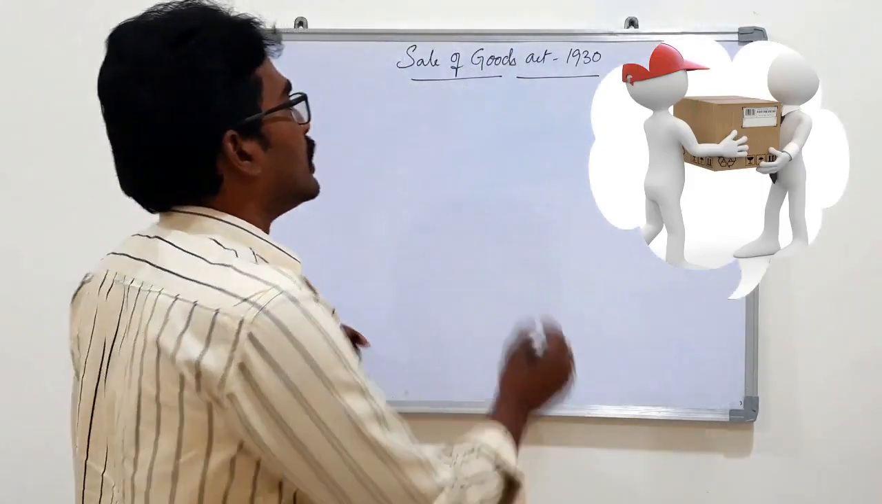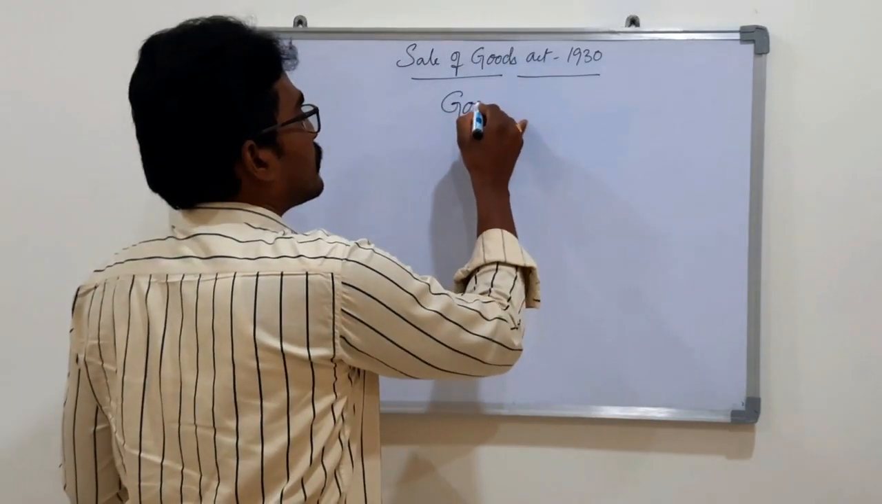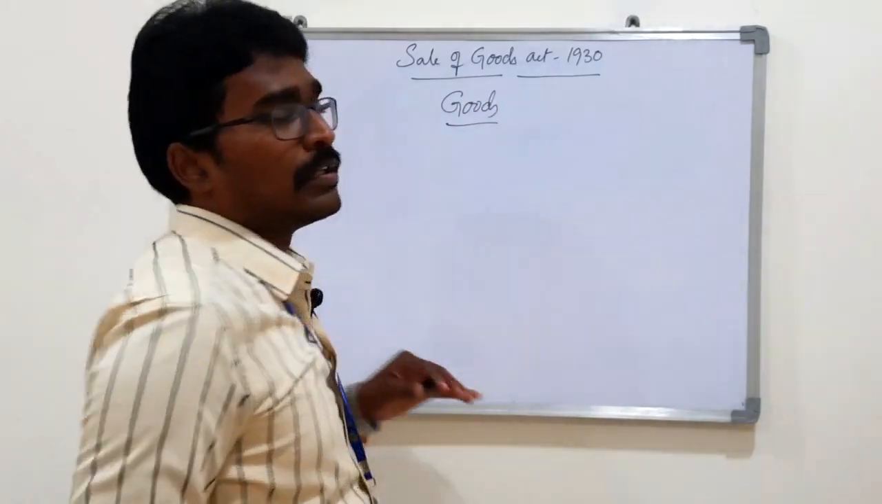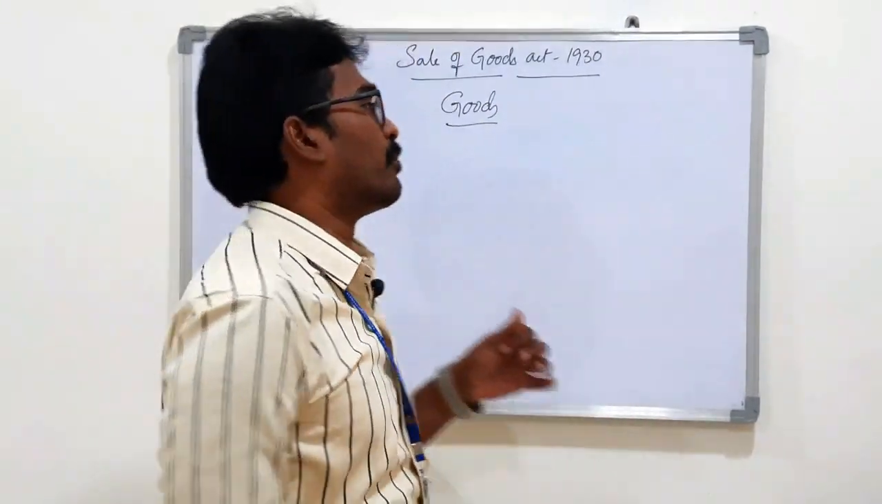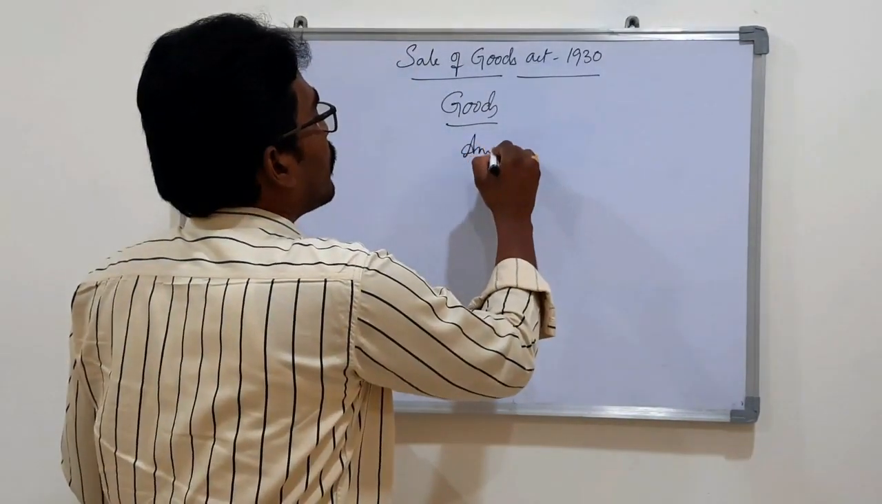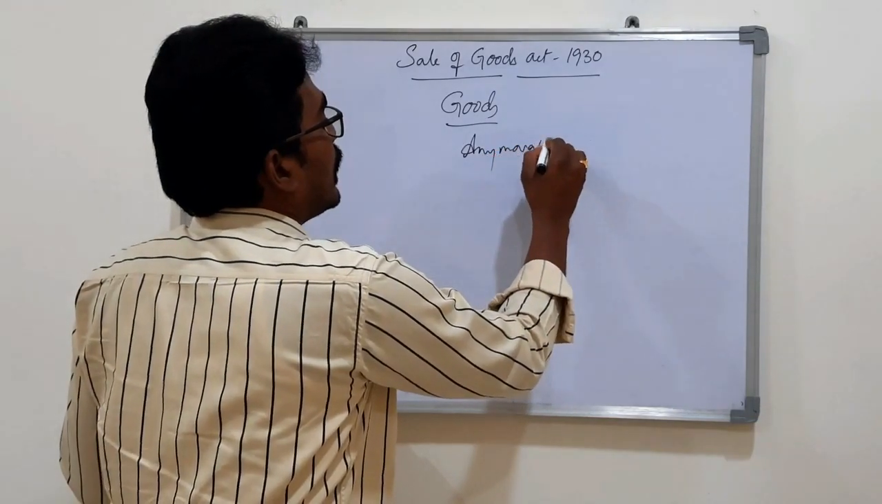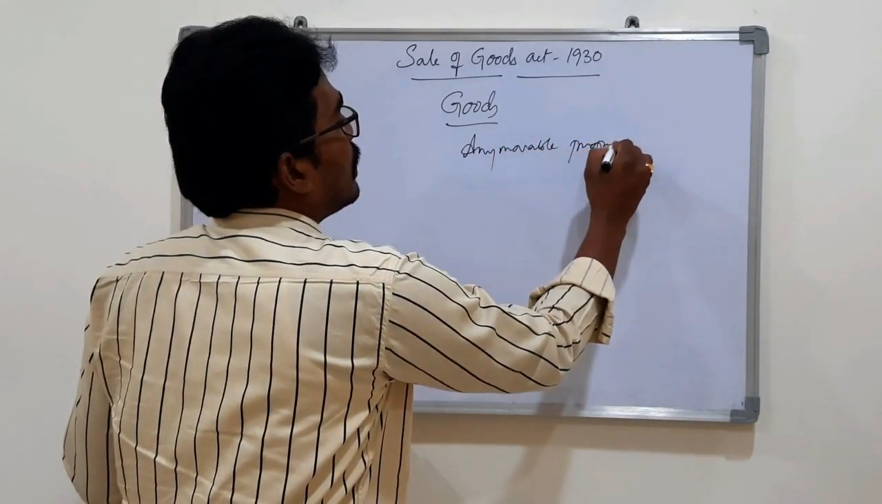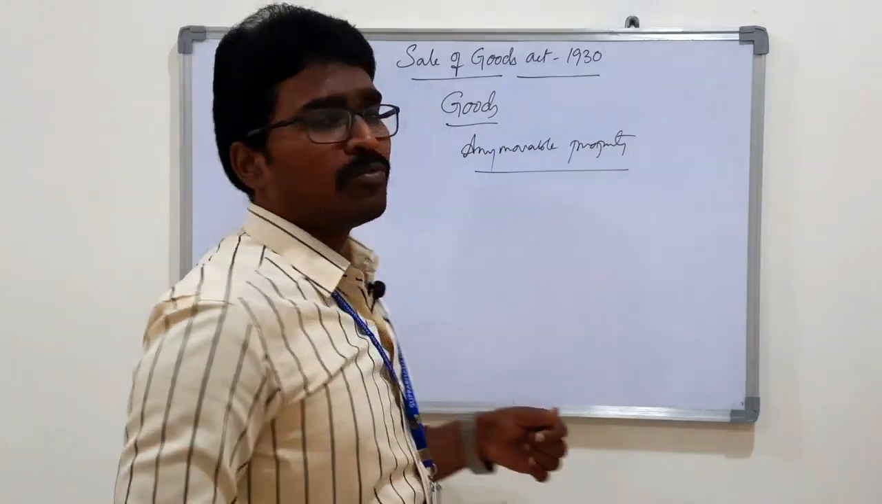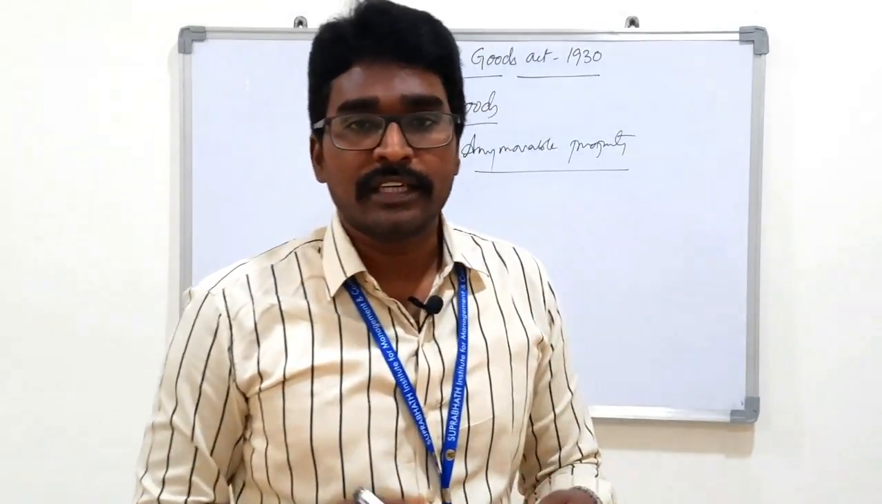Now what do you mean by goods here? Goods are nothing but any movable property except currency. Any movable property except currency is treated as goods.